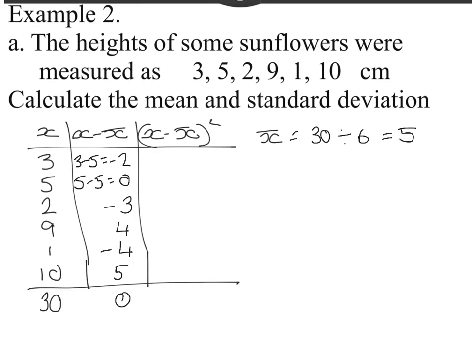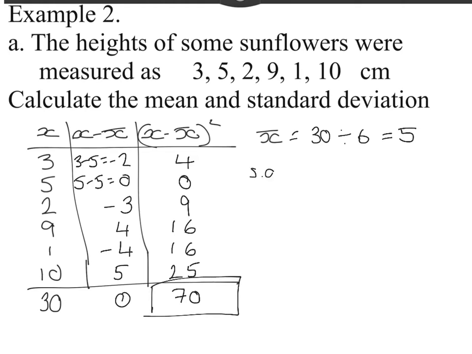And standard deviation, square each of these numbers. Remember, they all turn positive. So minus 2 squared becomes 4. 0 squared is 0. 3 squared is 9. 4 squared is 16. 4 squared is 16. And 5 squared is 25. So remember, ignore those negatives when you are squaring them. And the total there gives us 70. Remember, this is the important number here.